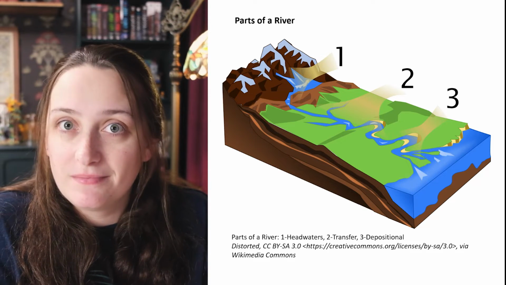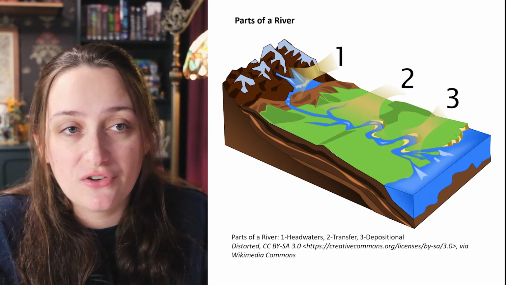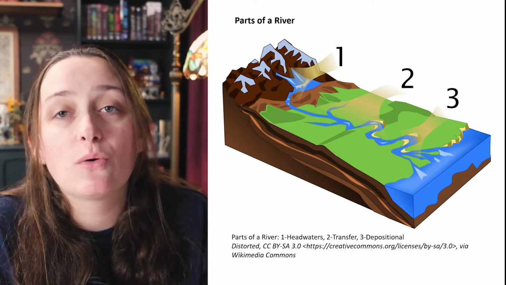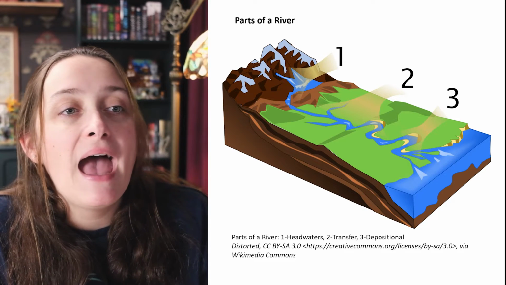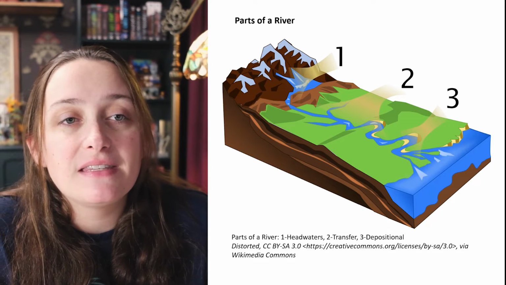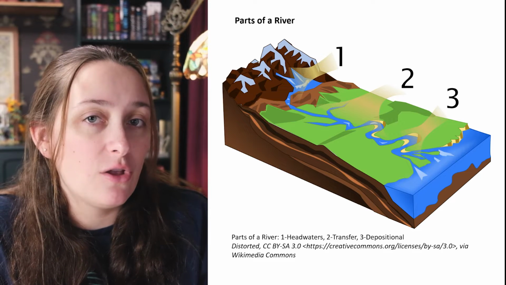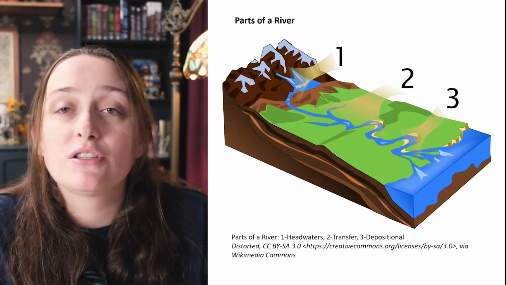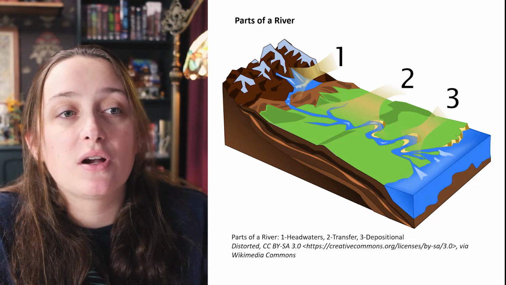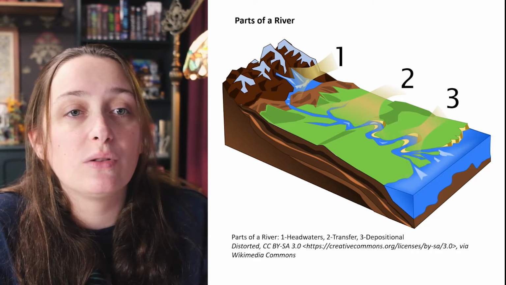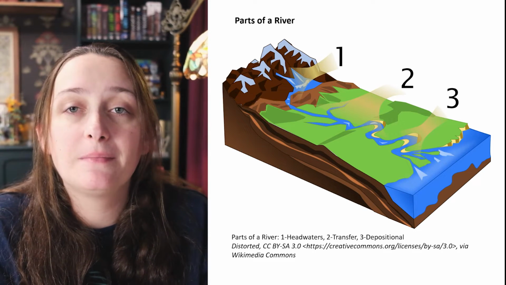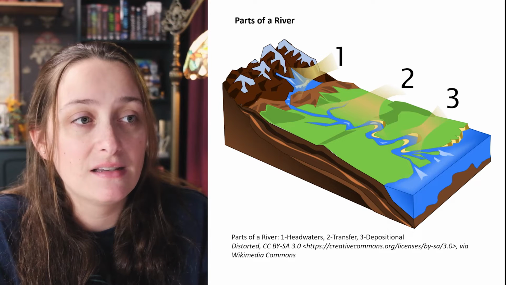So next, number 2, is the transfer zone, also called the mid-basin or middle course of a river. This is where a river has left the steep terrain and meets gently sloping hills. The water will slow down a bit, and rivers will start to meander. The river channels will widen here, and you will find floodplains in flatter valleys.